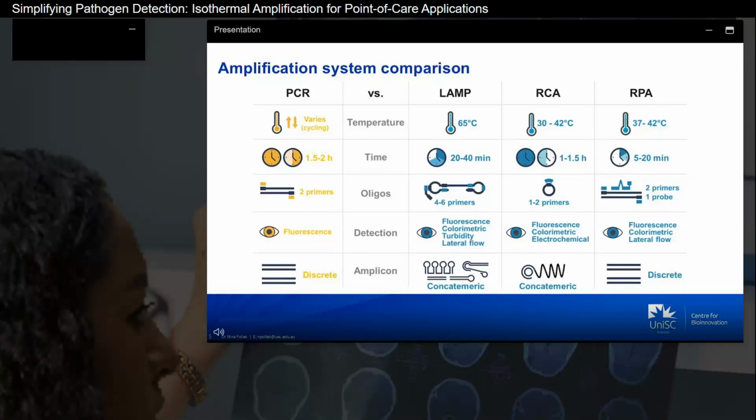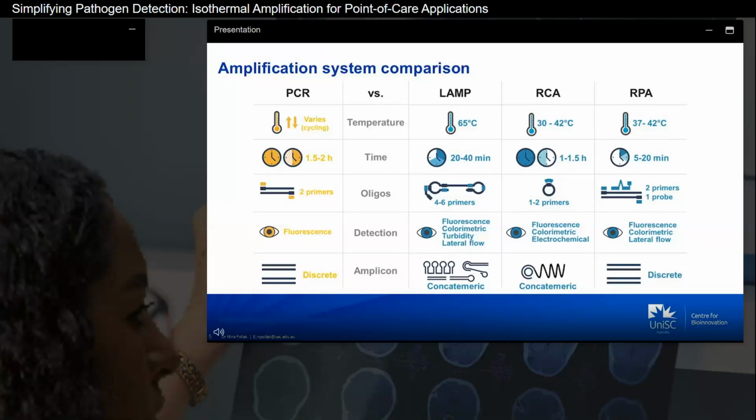For the detection, all 3 methods can use fluorescence or colorimetric detection, which involves a visible color change indicating a positive result. LAMP and RPA are also compatible with lateral flow assays, making them ideal for decentralized testing. Additionally, LAMP can be detected by turbidity measurements, so the cloudiness of the solution, and RCA through electrochemical methods.